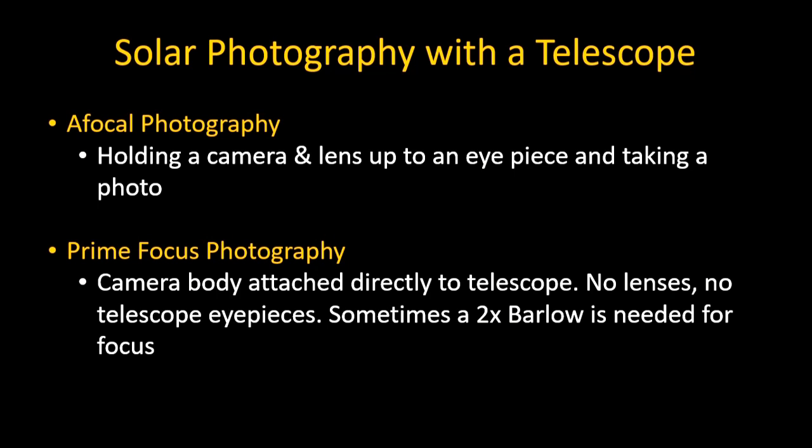For some telescopes, usually the Newtonian telescopes, you need a 2x Barlow in order to achieve focus with a digital SLR. For the sun, that's not a problem. Every doubling in magnification will quarter the light getting through. So for deep sky stuff, using a Barlow is really not recommended. But for something as bright as the sun, it really isn't the problem.